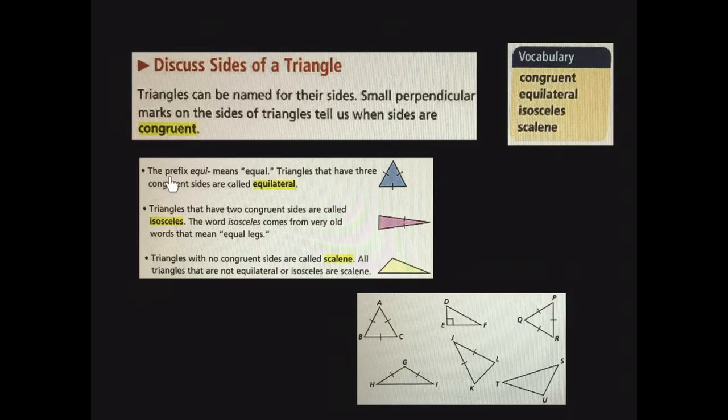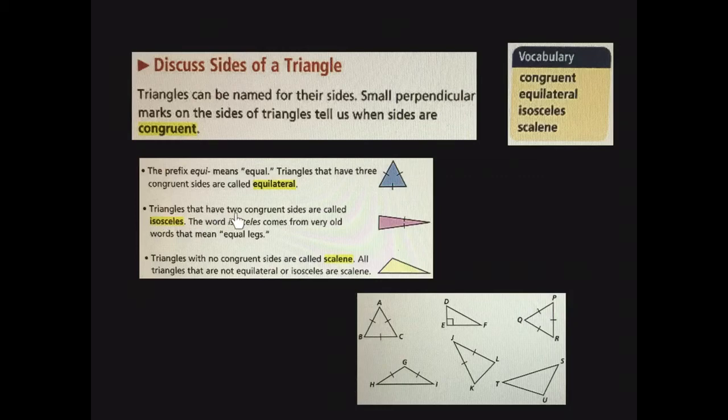The prefix equi means equal. Triangles that have three congruent sides are called equilateral. Congruent means they're the same size and same shape. So in this case, these marks here tell me that these three sides are equal. So this is an equilateral triangle.